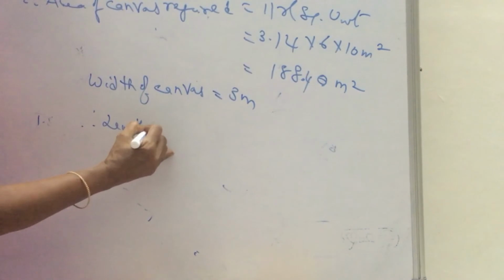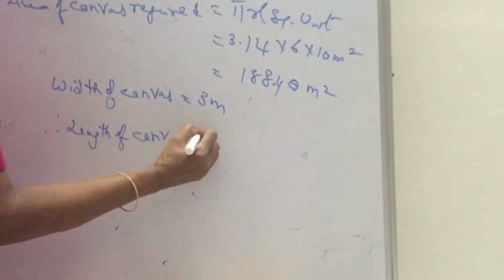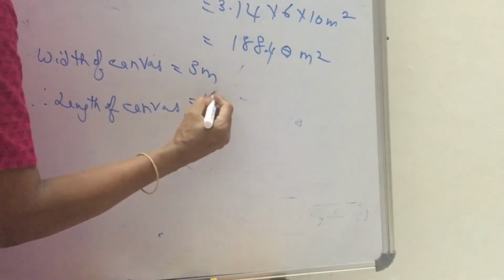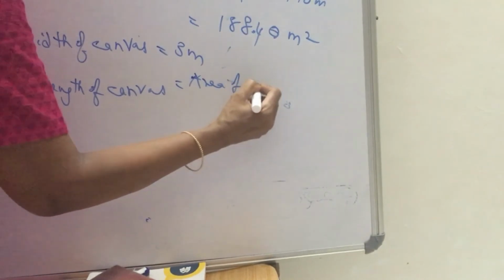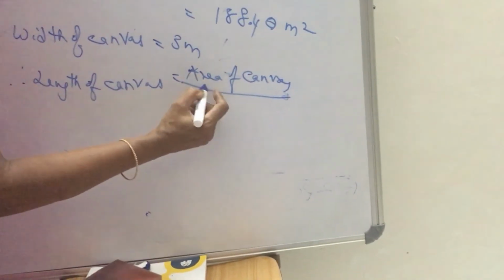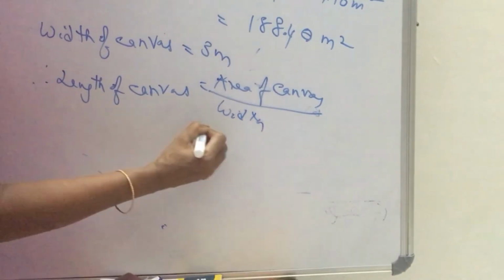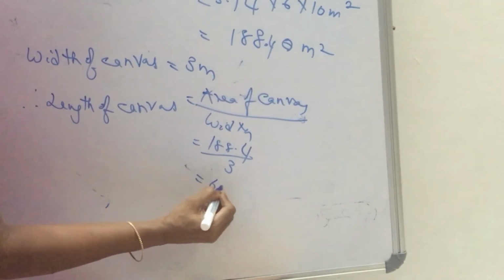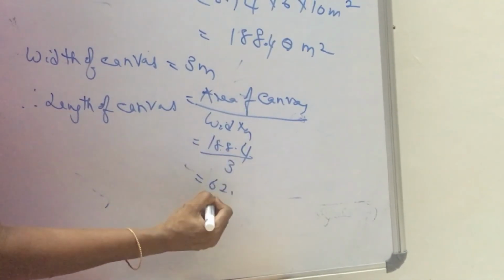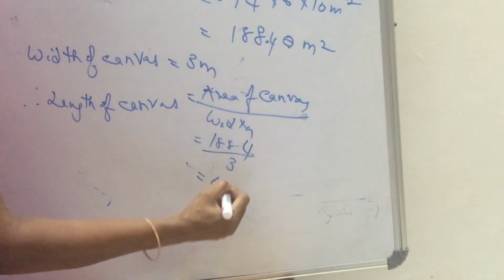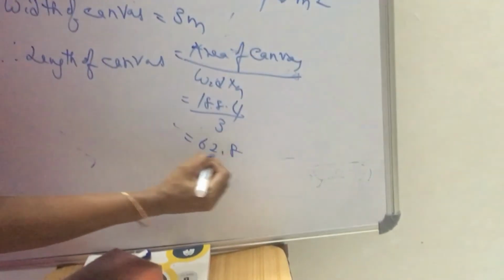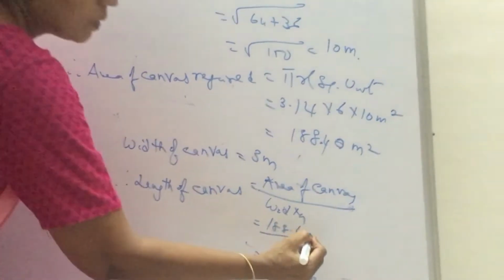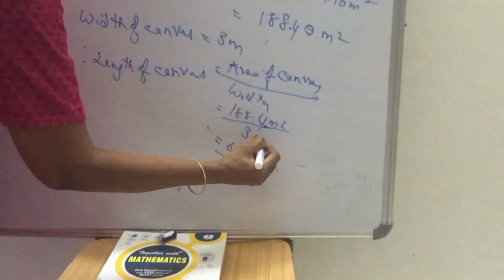Therefore, the length of canvas is equal to CSA, area of canvas, divided by how much? Width. 188.4 divided by 3. How many times? 3 divides 18 6 times, remainder 0. 3 divides 8 2 times, remainder 2. 62.8 meters. Yes, this is meter square and this is meters, children.